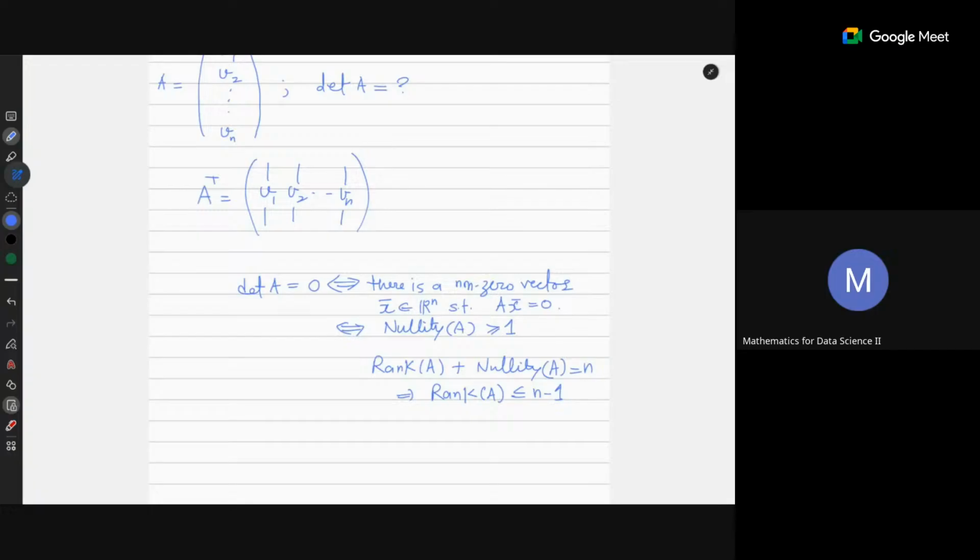So it tells you if nullity is 0. Okay, that means there is only the 0 solution. There is a unique solution to the system of homogeneous equations, which is determined by A.